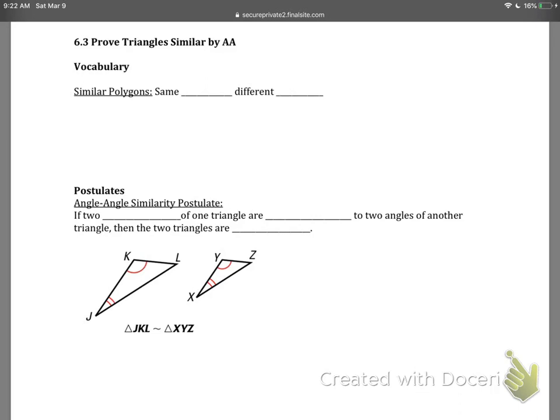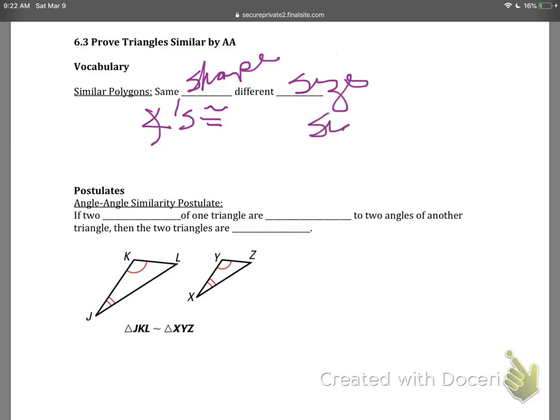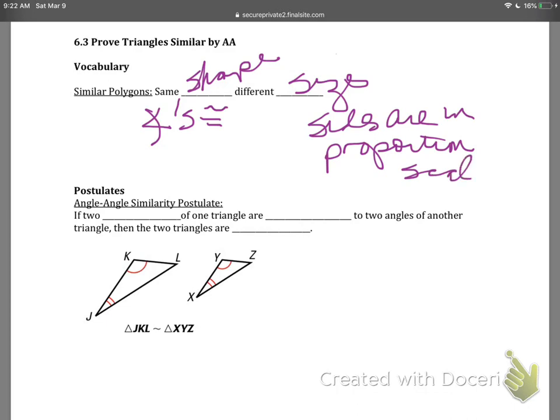So once again, similar polygons have the same shape but different sizes. So remember, the angles are all the same. The angles are congruent, and the sides are in proportion, and that proportion is called a scale factor. Okay, so that's a little review of 6.1, because we're going to use the same idea now.